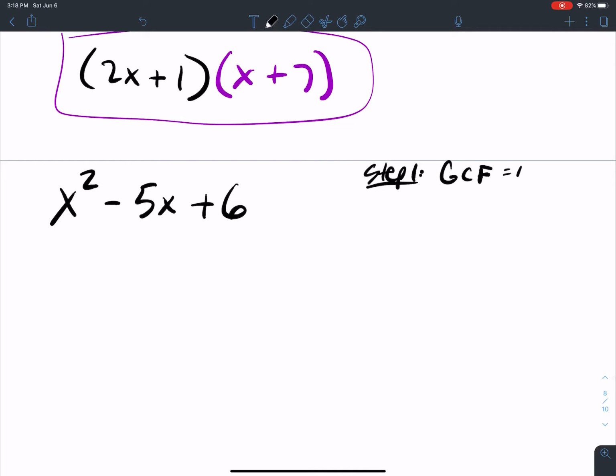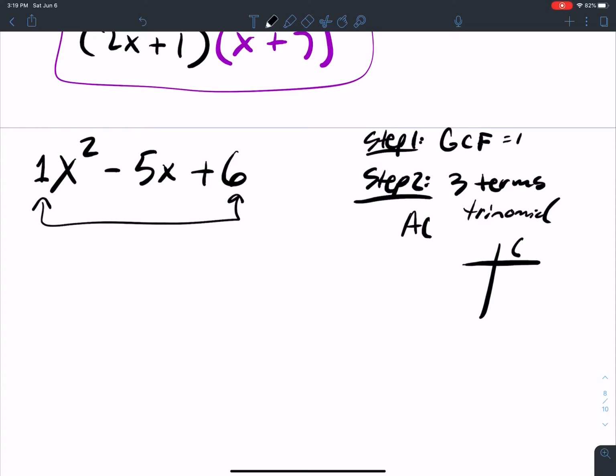Whoop-de-doo. Okay? Now, step 2, count the terms. How many terms? 3 terms. 3 terms, I think trinomial. When I think trinomial, I think t-chart. And so I set up a t-chart, and I'm going to use the AC method. Multiply the first times the last. So the lead coefficient times the constant. This is understood to be a 1, so that's 1 times 6, which is 6.